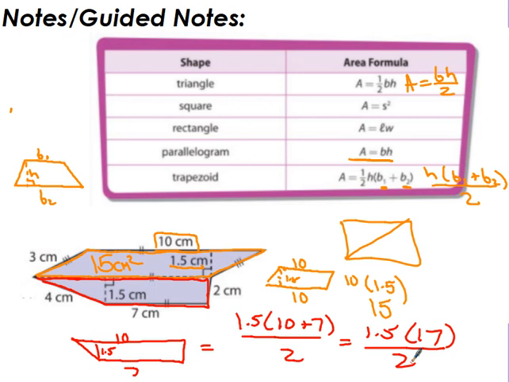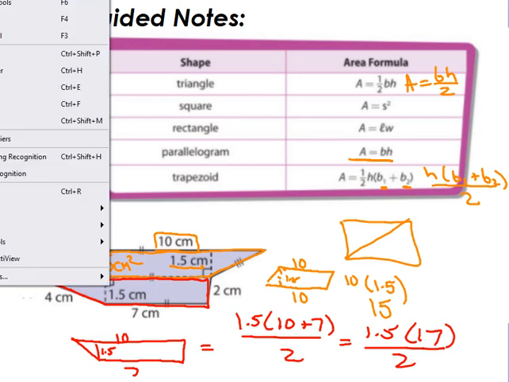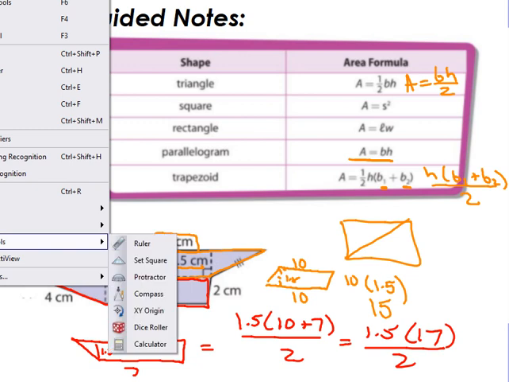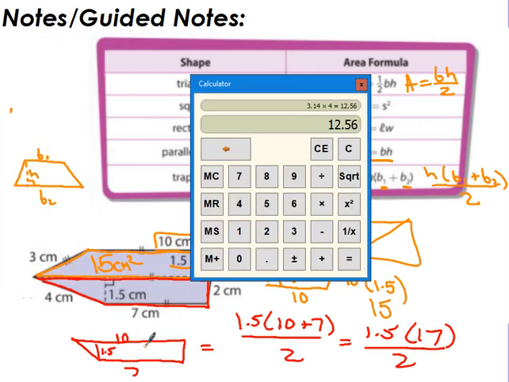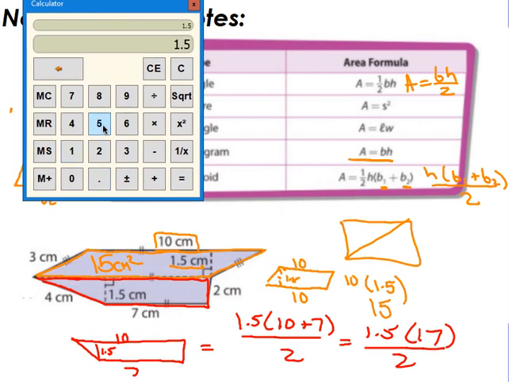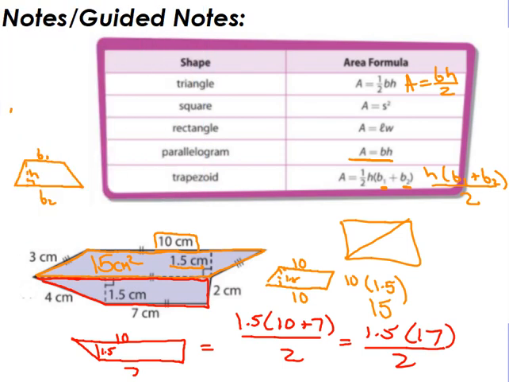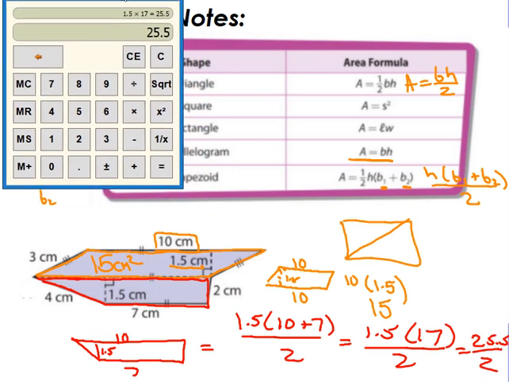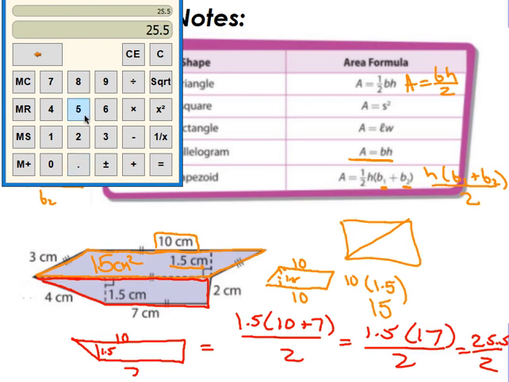Now, I need to actually multiply 1.5 times 17, if you guys don't mind here. I'm going to use a calculator just to make our lives easier. So 1.5 times 17, 25.5. So this is 25.5 divided by 2. So I can plug that back into my calculator. It's 25.5 divided by 2, 12.75. So what I figured out is that the area of this trapezoid is 12.75 centimeters squared.